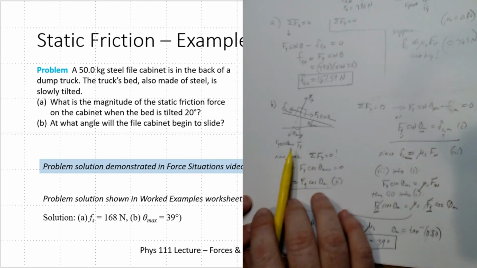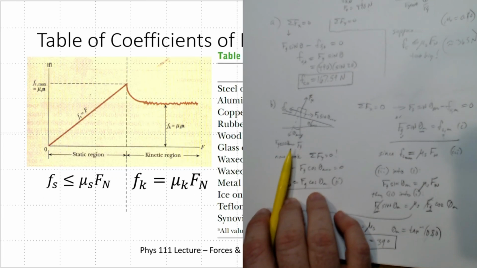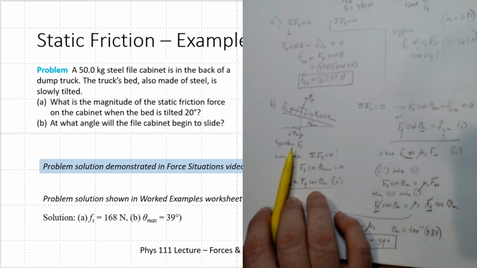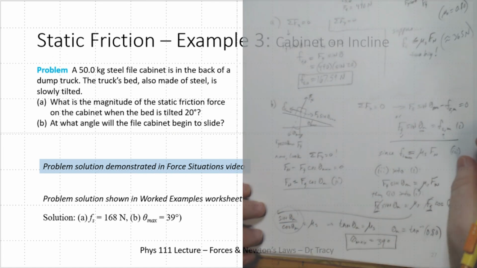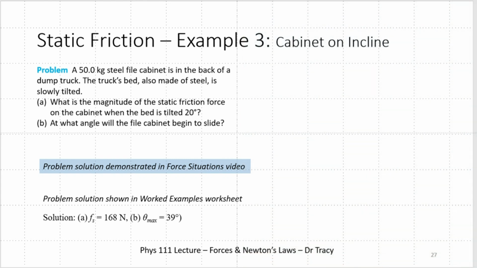So we keep that maximum value because, again, when you go back up, you see that static coefficient goes all the way to the top, the maximum value, before it slips into that kinetic region. So hopefully that makes good sense, and this is the answer that you get. If you have any questions, let's chat. Let's do another problem.